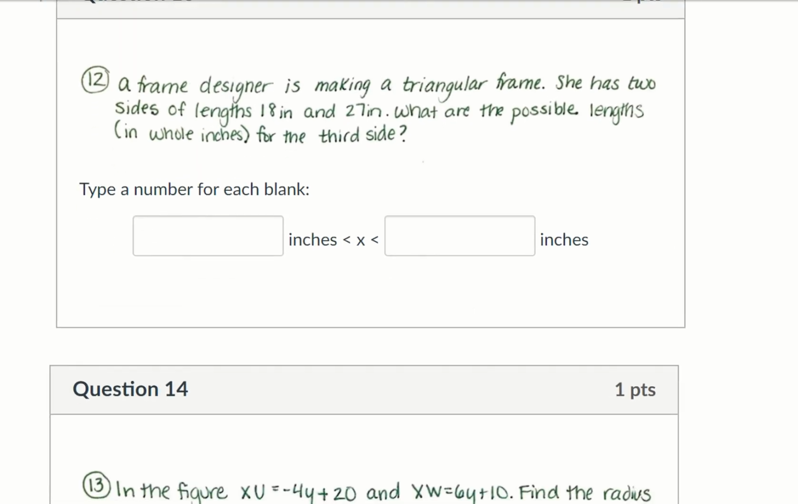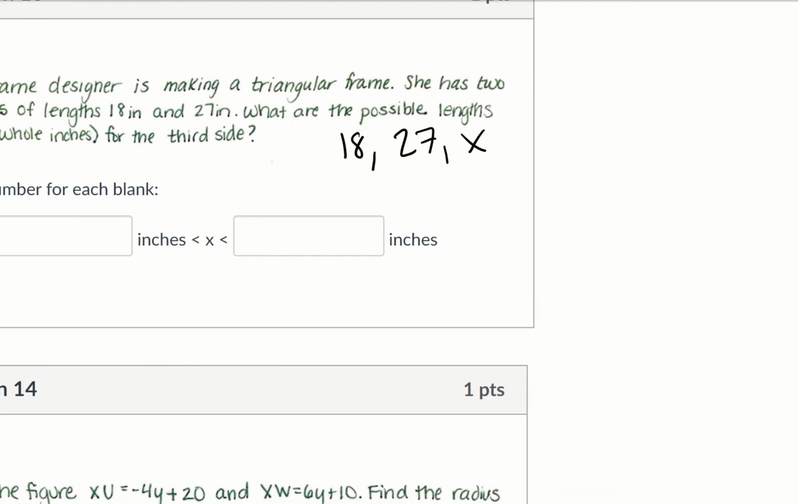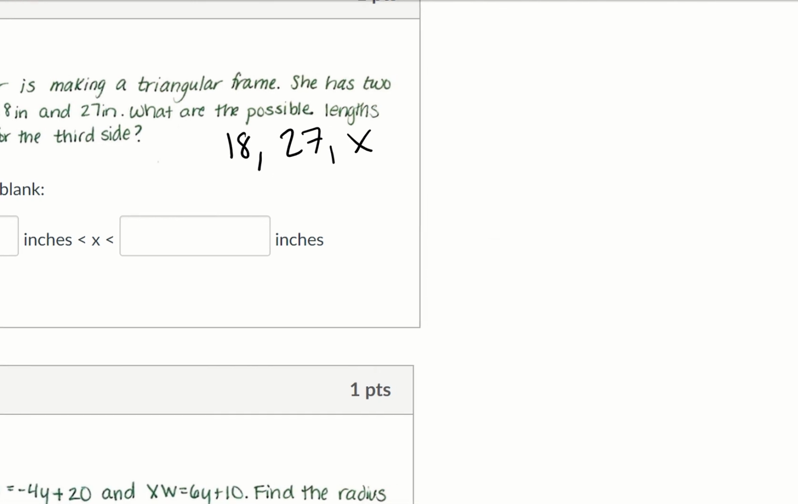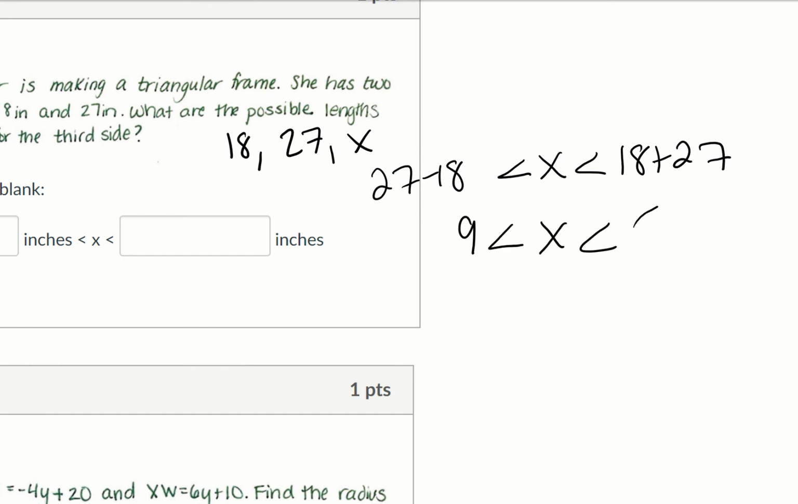All right, a frame designer is making a triangular frame. She has 2 sides of length 18 and 27 inches. What are the possible lengths of the third side? So remember that if you wanted to make a triangle off of 3 sides, the sum of the first 2 sides has to be greater than the third side, which means that the third side has to be smaller than the sum of the other 2 sides, but it has to be greater than the difference of the 2 sides as well. So it has to be between the difference of the 2 sides and the sum of the 2 sides. And in this case, we have 9 is less than X is less than 35.